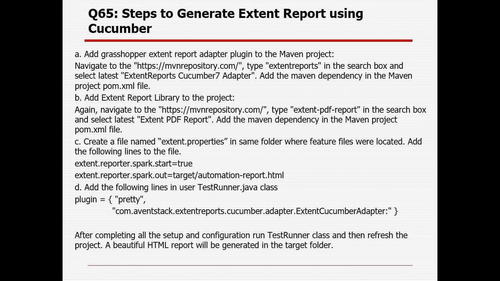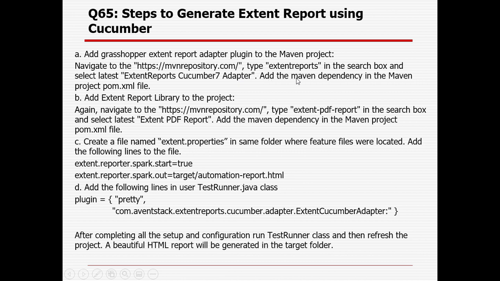So what are the steps you need to follow to generate Extent Report using Cucumber? Definitely, whenever you are creating any Cucumber framework, you will be creating the Maven project, and in the pom.xml file, you are already adding all the dependencies like Cucumber, JUnit, Cucumber core. After that, you need to add a few more dependencies in your pom.xml file. First thing, if you want to generate the Extent Report, you need to add the Grasshopper Extent Report adapter plugin to the Maven project. So you can navigate to the mvnrepository.com path, type extent report in the search box, and select the Extent Report Cucumber 7 adapter plugin.